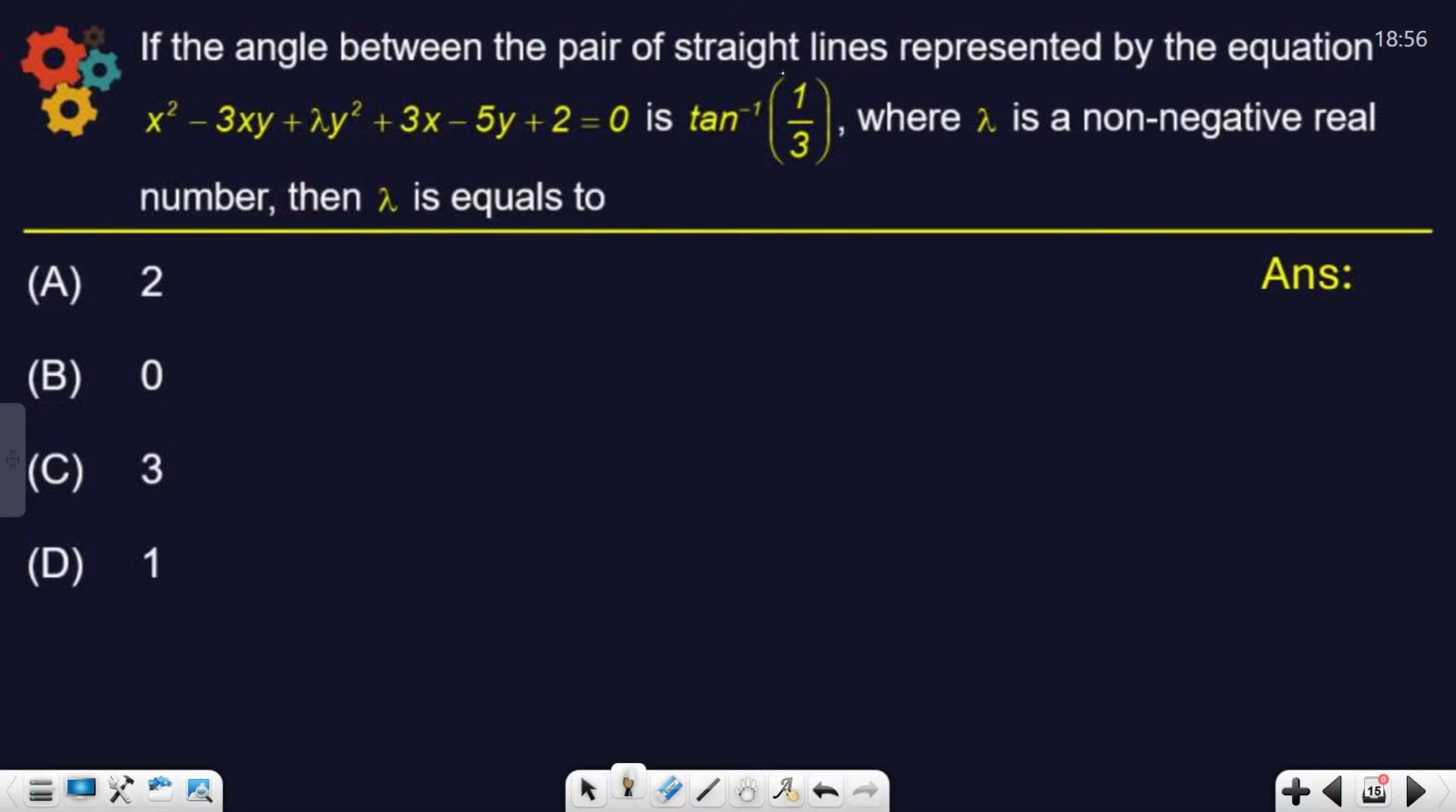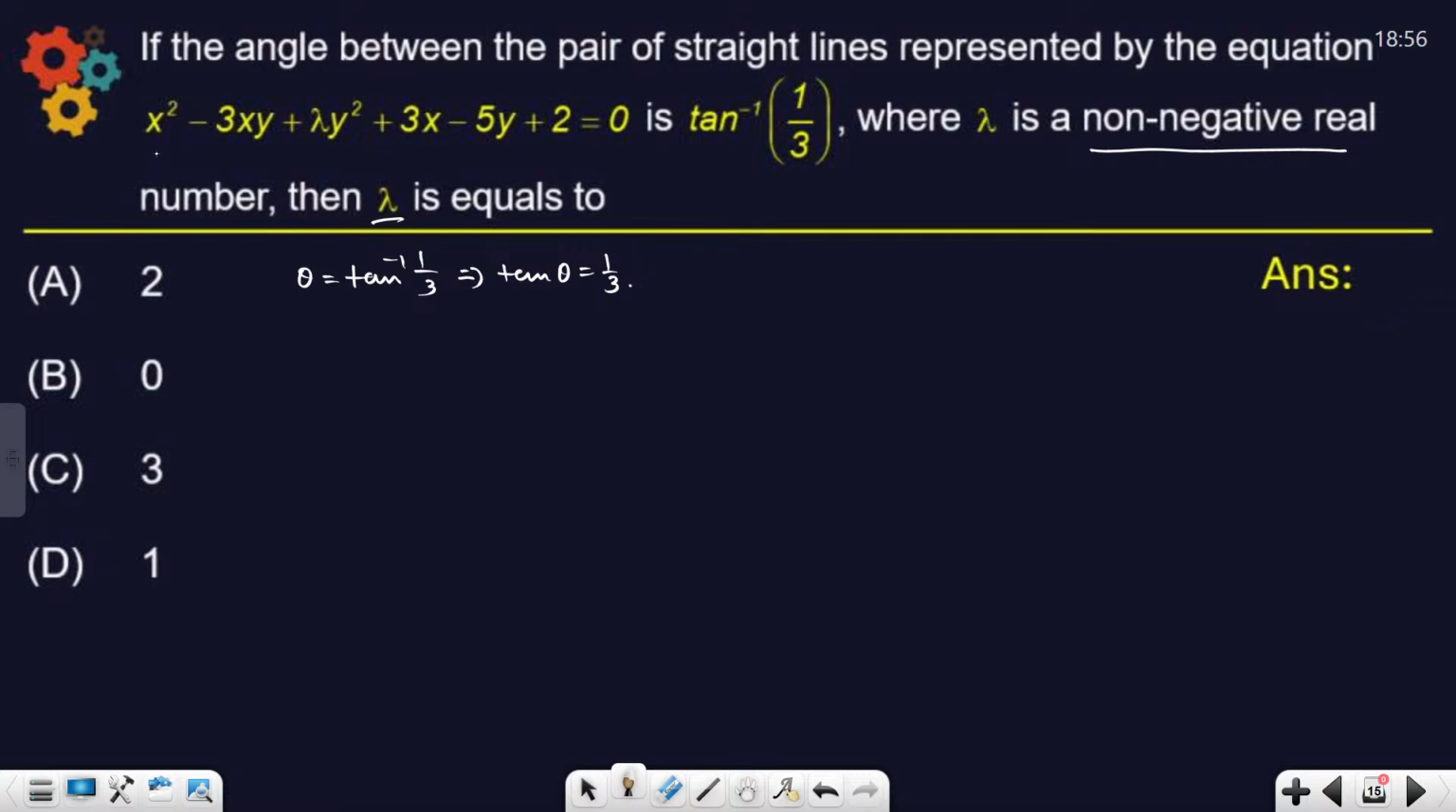So now you see this question. If the angle between the pair of lines represented by this equation, where alpha is a non-negative real number, then find out what is lambda. So what is the angle between these two lines? It is tan inverse 1/3. That means what? Your tan theta is 1/3. Is it clear?